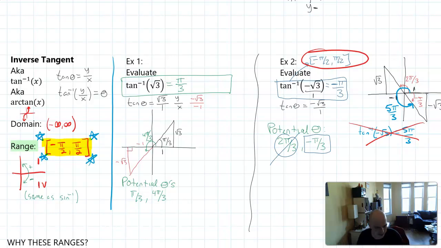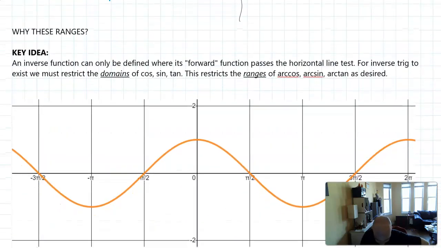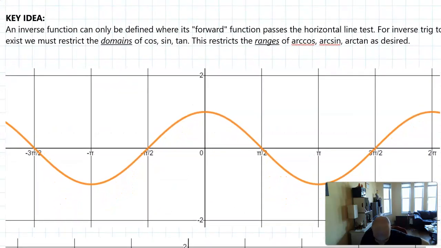So this is kind of mysterious. Why do these restrictions exist? Why is cosine different? What's going on? I want to try to explain this, and to explain it, we need to think back to chapter 1 when we first learned about inverse functions, and think back to the graphs of these three trig functions that we are trying to find the inverses of. And the key idea is this. An inverse function can only really be defined when its forward function passes the horizontal line test, because the inverse function is going to be a reflection over y equals x of that function.